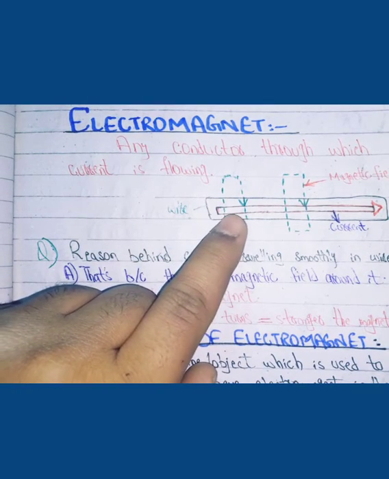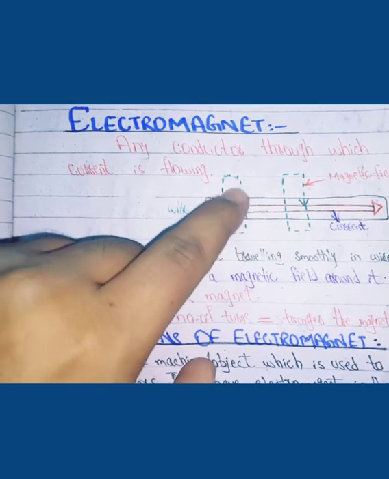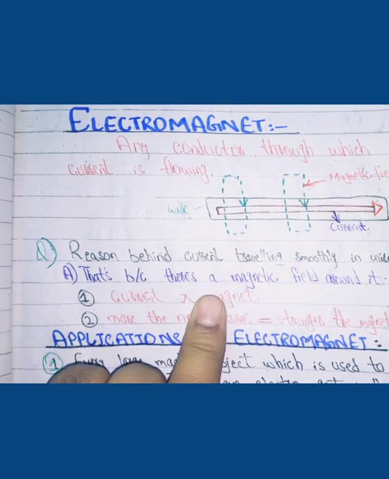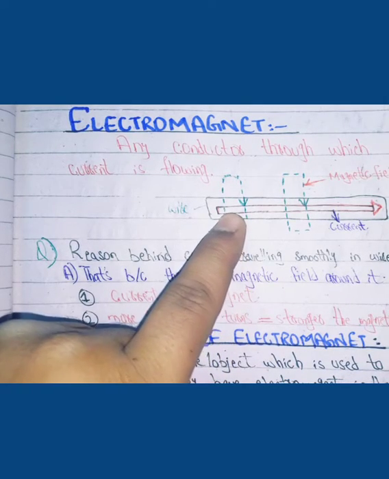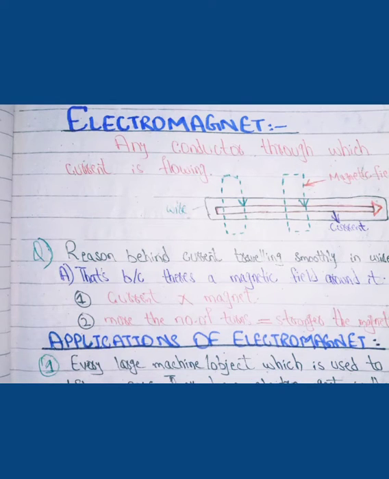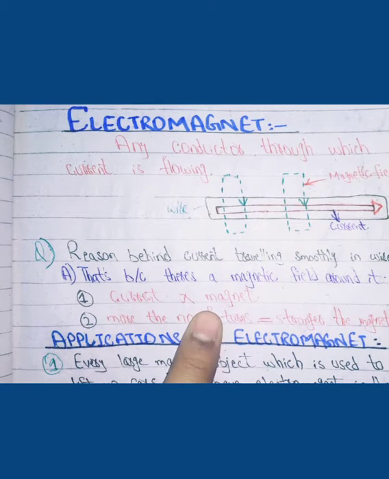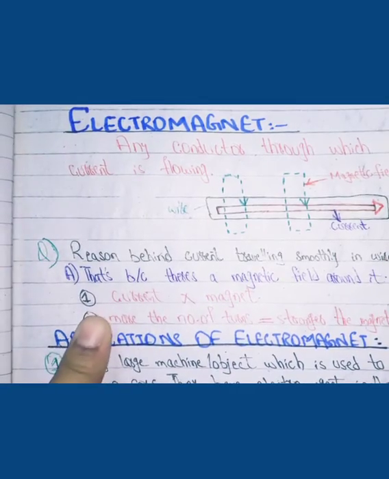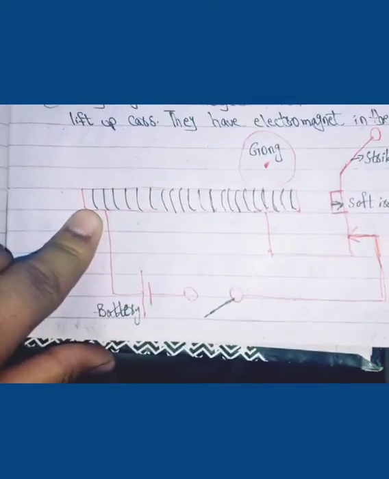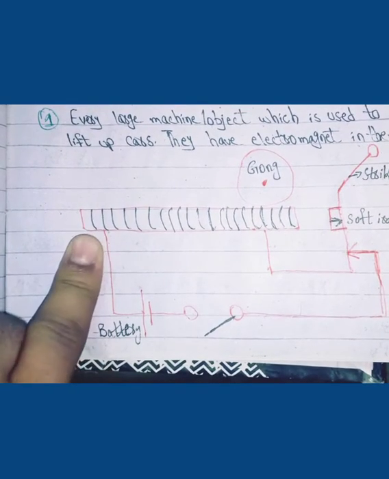But the problem is the magnetic field around the wire is very low. To make this magnetic field stronger, we use a wrapping process. We wrap a wire around an iron core and then pass the current through it. This process makes the magnet stronger. So here I write two things. Current is directly proportional to magnet. The more the current, the stronger the magnet will be. I defined it earlier. Now we can move to electric bell.